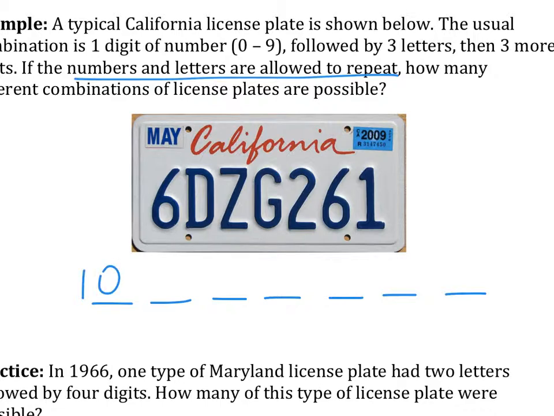Okay, after you pick the number, you have to choose a letter. How many choices are there? 26. After that, you're going to choose another letter. So how many choices are there? 25. Okay, so you had to read the question. Are they allowed to repeat? Yes, so how many choices? 26. Okay, obviously it's going to be different if you cannot repeat.